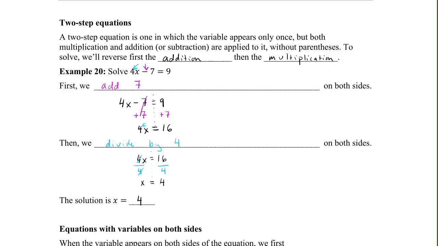Now, when we've just solved an equation, we can always check. We can always know for sure whether our answer is right or not. To check whether our solution is correct, we just plug in this value to the original equation.